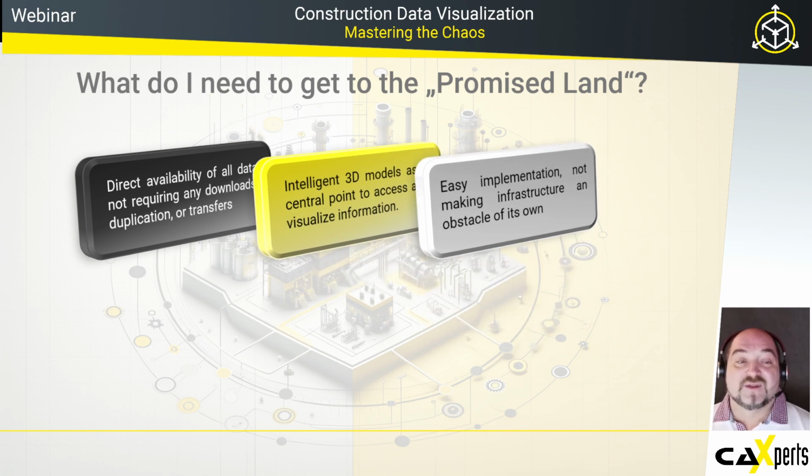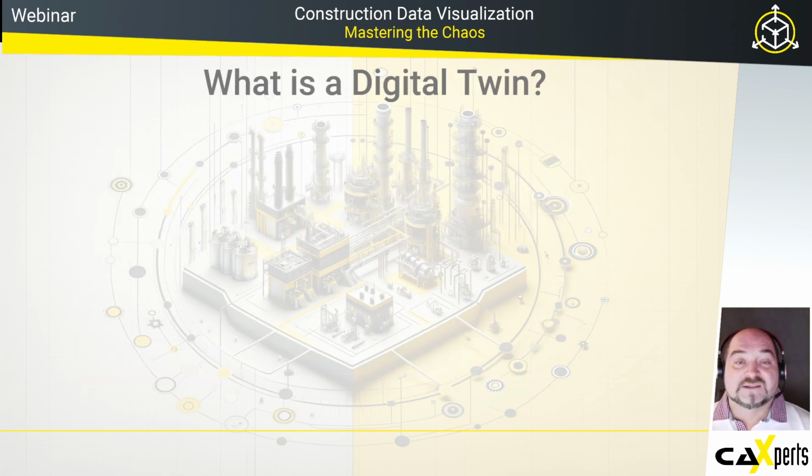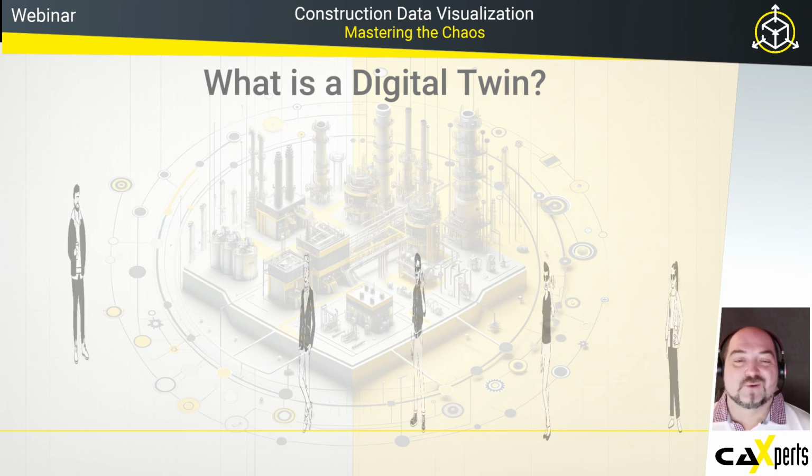And what's the solution for that? Obviously, the digital twin. So now, what is a digital twin? One of my favorite sentences here is actually: ask 5 people what a digital twin is, and you'll get 8 answers, at least. So how could we visualize that?